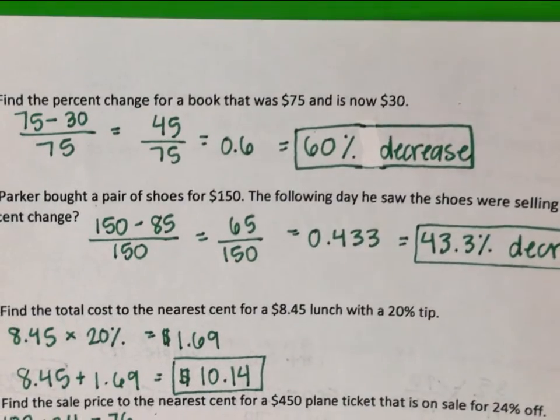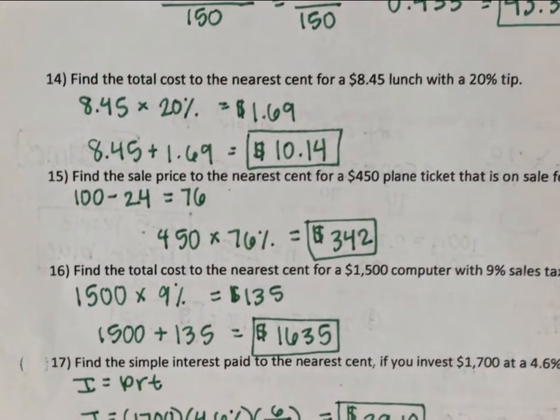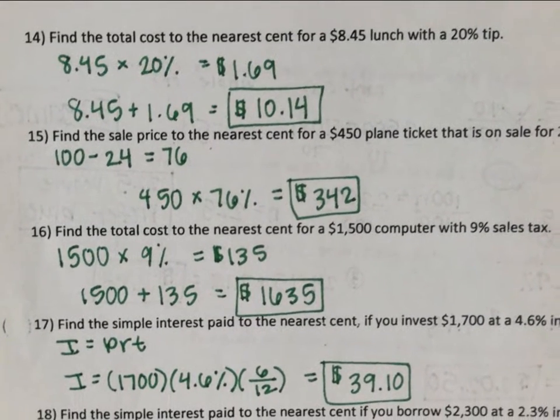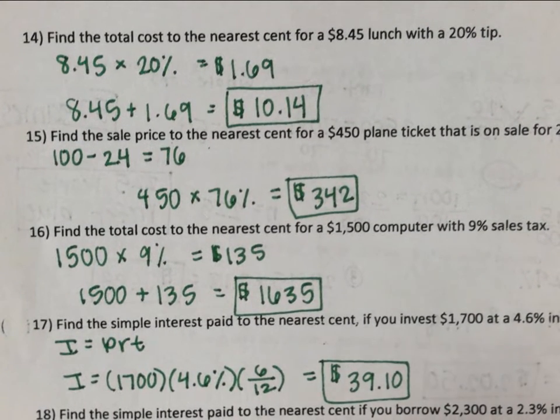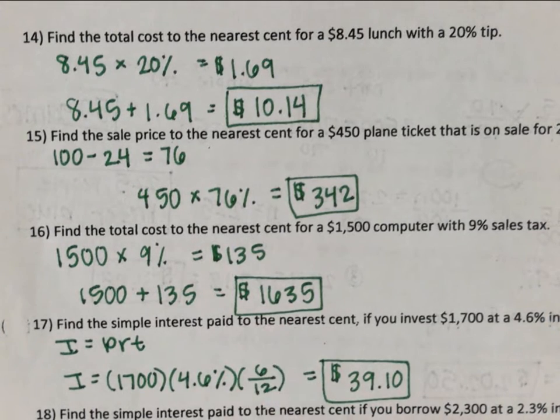Good? You're all quiet. Number 14, $10.14. Number 15, $342. 16, $1,635. Gabby's already asked that question. I've already answered it. So you're the third one to ask.